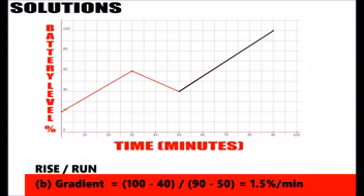This is because in the graph, there are two increases for the battery level, and we need to find the average rate of increase of the battery level. So the rate of increase in the battery level is 1.5% per minute.